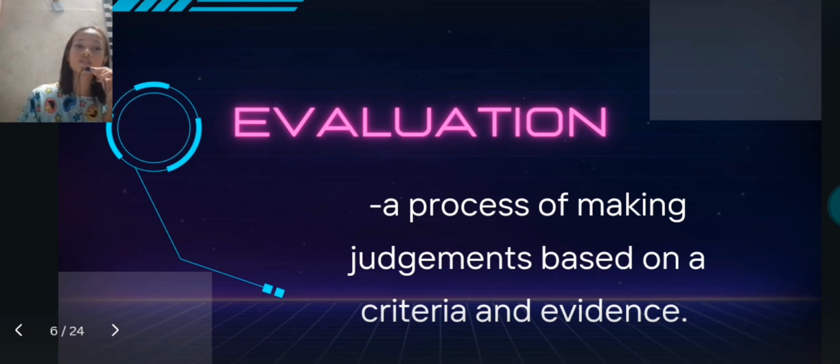The last term is evaluation. Evaluation is a process of making judgments based on criteria and evidence. It is a systematic determination of a subject's merit. It is where we can determine the subject's value or worth using a set of standards. If we are going to evaluate a subject, we are able to determine its worth and value. We are making judgments based on criteria or evidence.